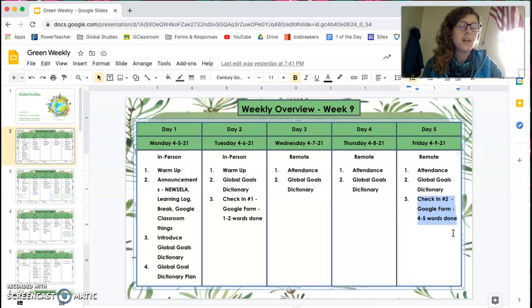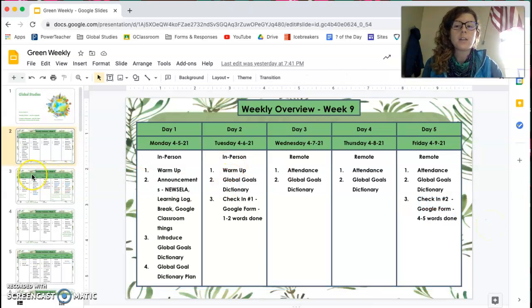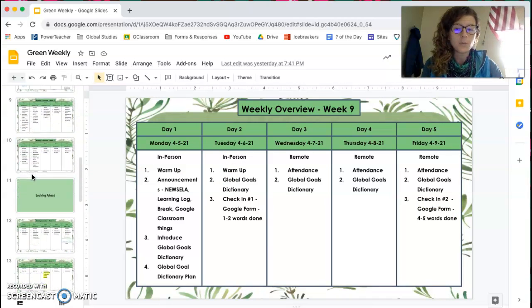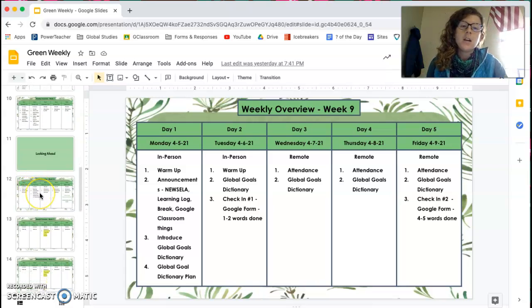Friday, we have our second check-in on a Google form. At this point, you should have 4 to 5 words done in your dictionary. And the form will ask you how many words you have done, if you are behind, why, and then what's going well, what's not.